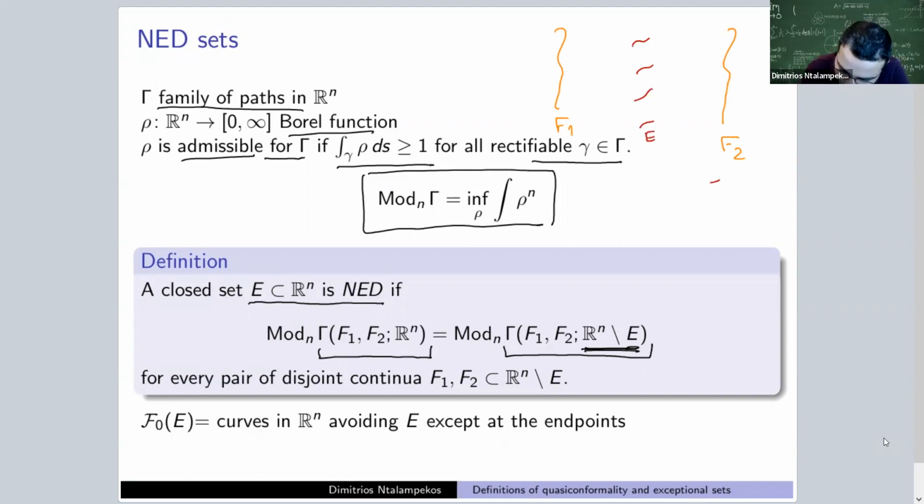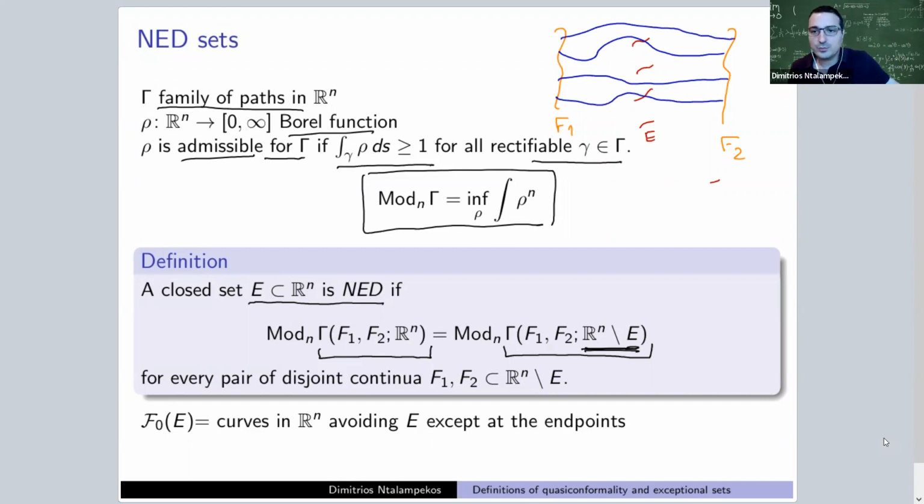And we're looking at the family of curves that join the continua. Maybe some curves intersect the set E, maybe some curves avoid the set E. So the question that we are asking is whether the modulus of the entire family of curves is the same as the modulus of the subfamily that avoids the set E. If this is the case for every pair of disjoint continua, then we say that E is NED.